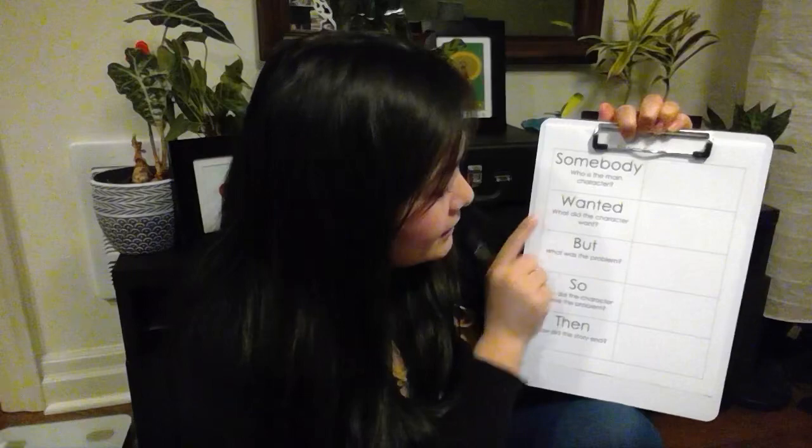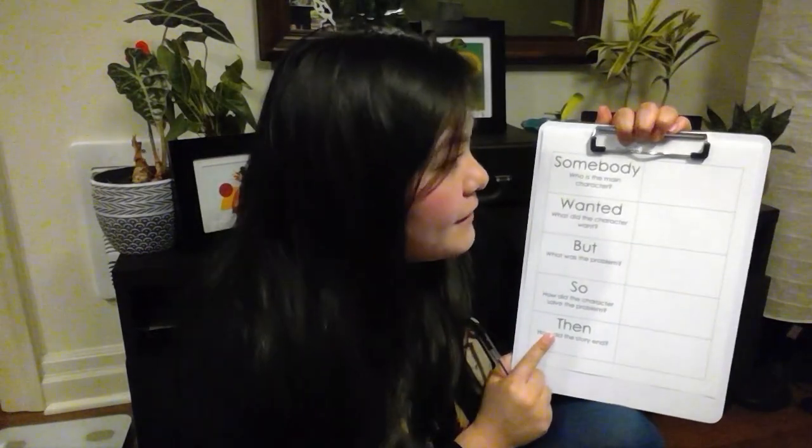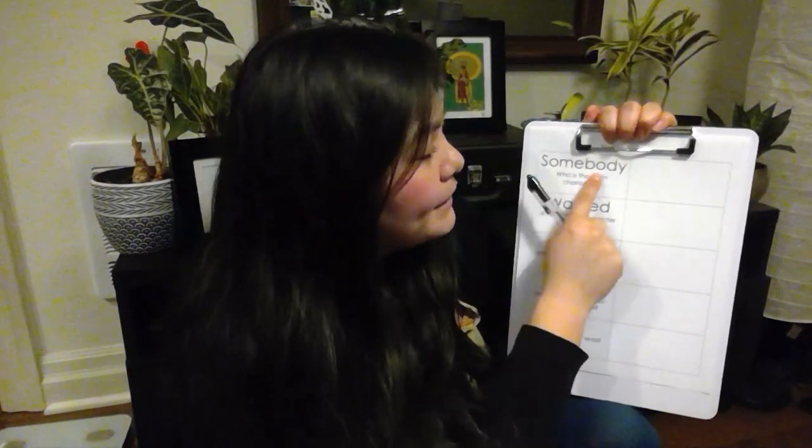Great. So now that we know the characters and the setting of the story, we are now going to summarize The Paperback Princess. We are going to use this format called Somebody Wanted, But So Then. This is going to give us a structure of how to summarize the main important parts in this book, The Paperback Princess. So, somebody, they're asking us, who is the main character?